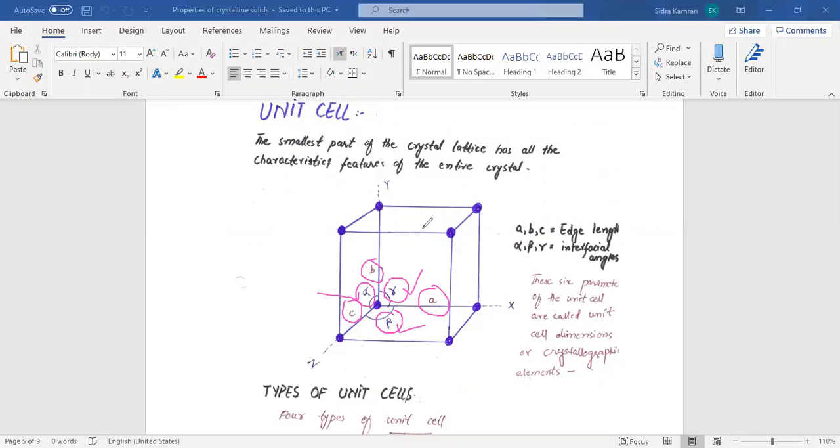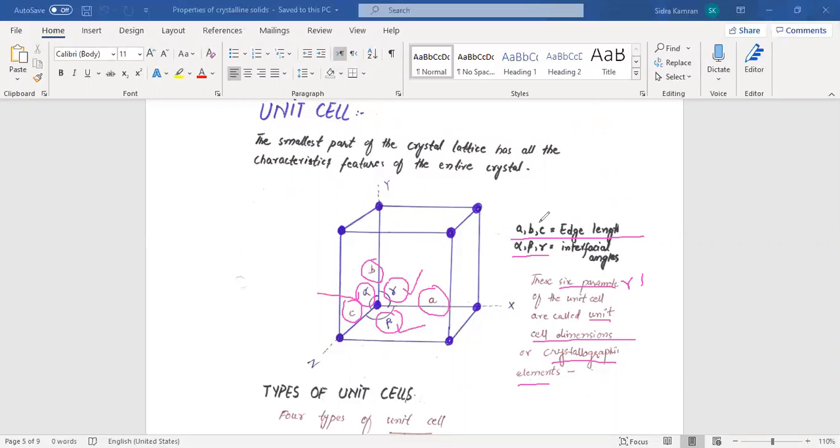So angles remain the same. So you can see here 3 edge lengths A, B and C and 3 interfacial angles, alpha, beta and gamma. So in total these are 6. These 6 parameters of a unit cell are called cell unit dimensions or crystallographic elements. In a question, if there is a question about what is unit cell dimension or what is crystallographic element, you must know that the 3 edge lengths and the 3 interfacial angles of a unit cell are the 6 parameters of the unit cell and are called unit cell dimension or crystallographic elements.